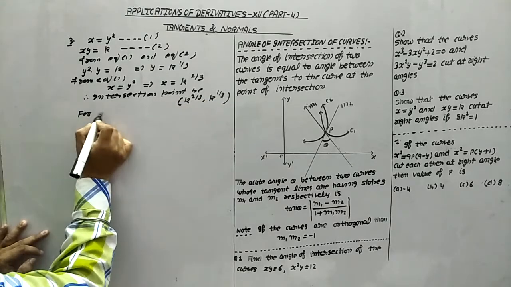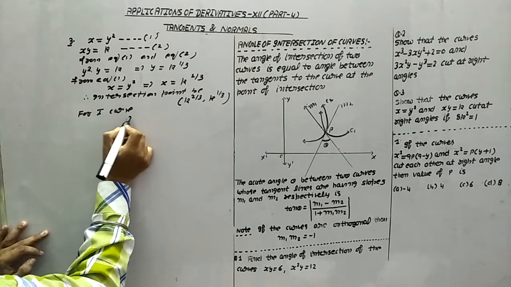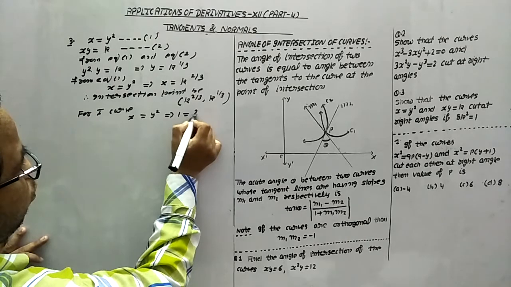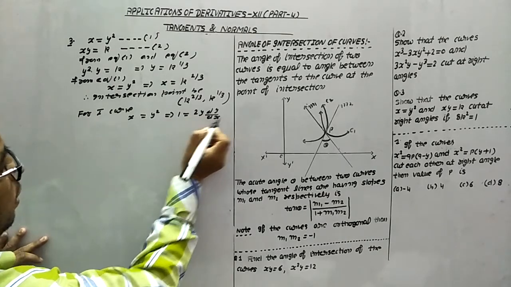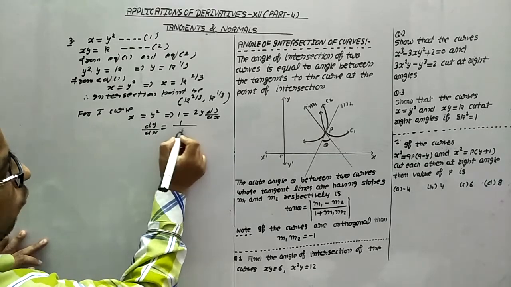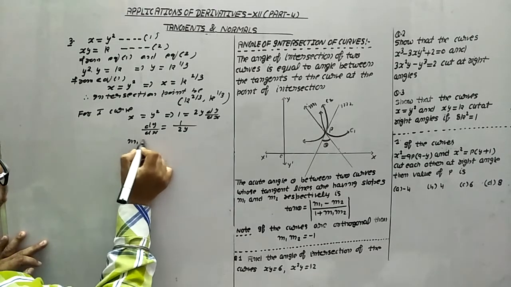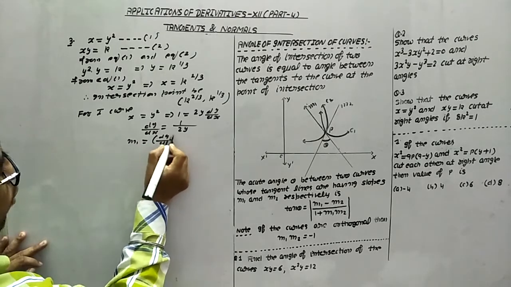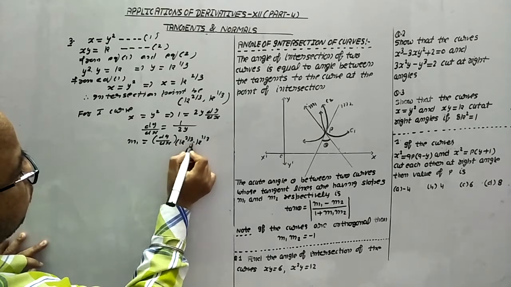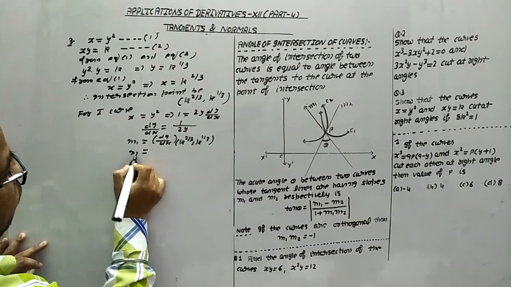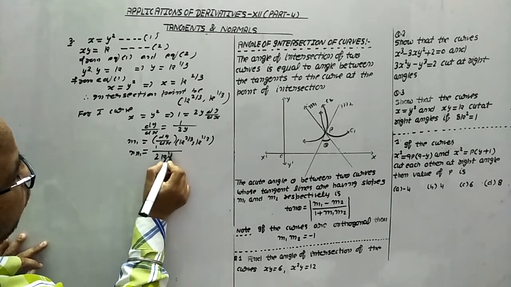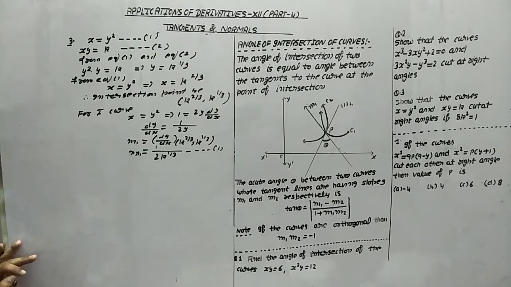Now for the first curve, we have x is equal to y square. Differentiate with respect to x: 1 is equal to 2y dy by dx. It means dy by dx is equal to 1 upon 2y. It means m1 is equal to dy by dx at the point k raised to power 2 by 3 and k raised to power 1 by 3. So m1 is equal to 1 upon 2 k raised to power 1 by 3. This is equation number 1.